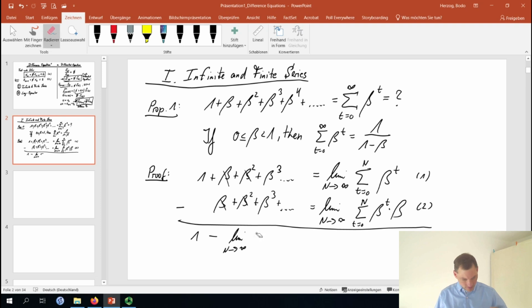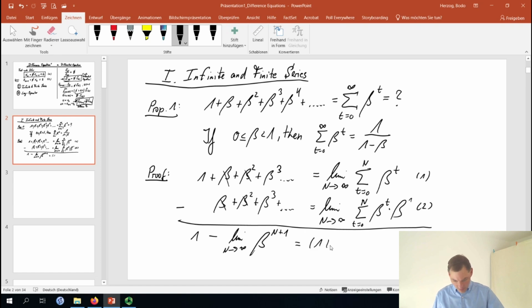That's wrong here. Let's erase this. As n goes to infinity, we have some n plus 1, because this runs to n, and this basically runs to n plus 1 because we have one more. So we have here n plus 1. And if we subtract this from this, look, what we can do is factor out this sum.